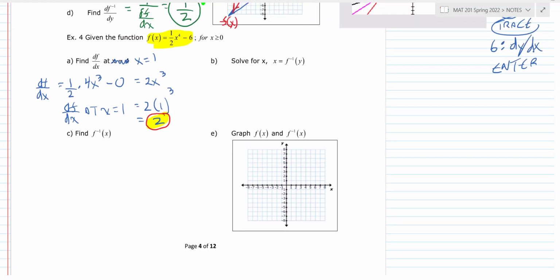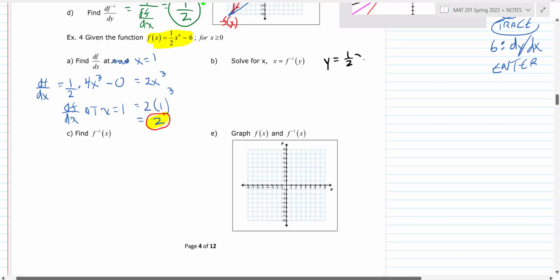Okay, now before we get into finding the inverse and derivative, let's go ahead and just solve this for x. So I'm going to take part B. I'm just going to write this as y equals 1/2 x to the 4th minus 6, and I'm going to solve that equation for x. So I'm going to add 6 to both sides. You're welcome to do this in your head. Add 6 or just move the 6 to this side.